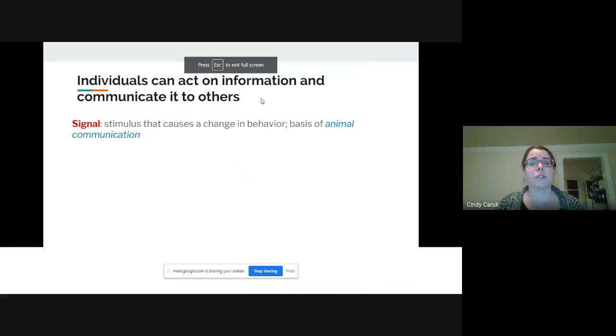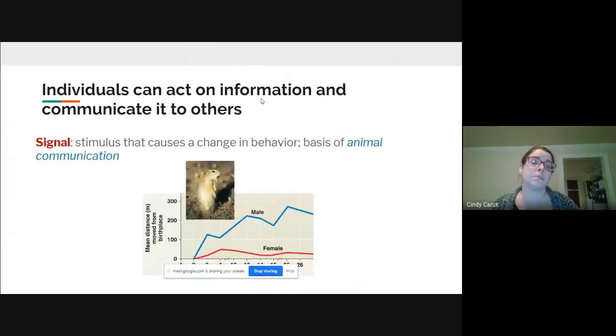Okay, individuals collect information and communicate it to others. A signal is a stimulus that causes a change in behavior, and it's the basis of animal communication. And we had studied the example of the Belding squirrels, and the male squirrels, as they get older, they get farther and farther from the nest, part of kin selection.